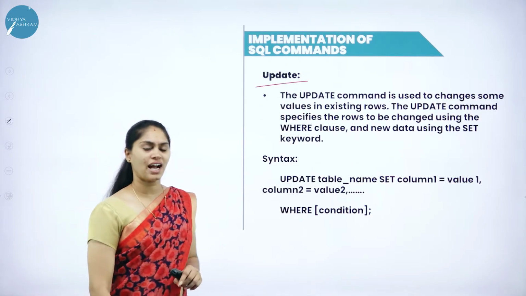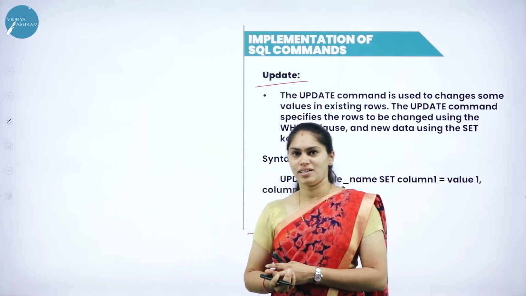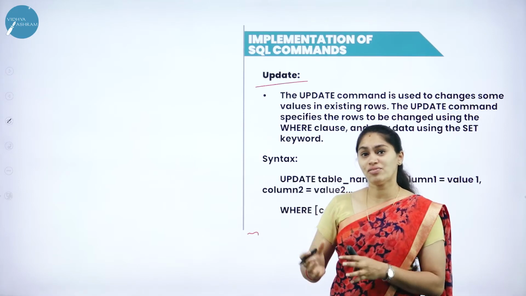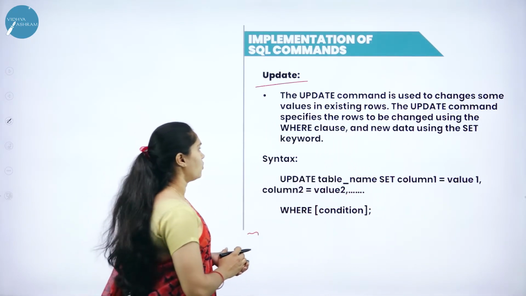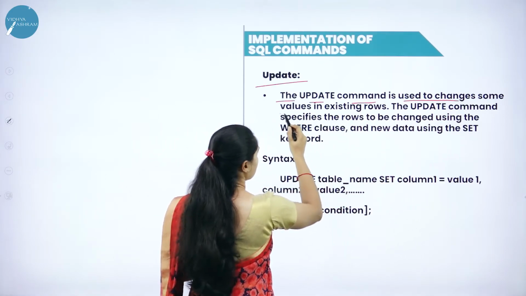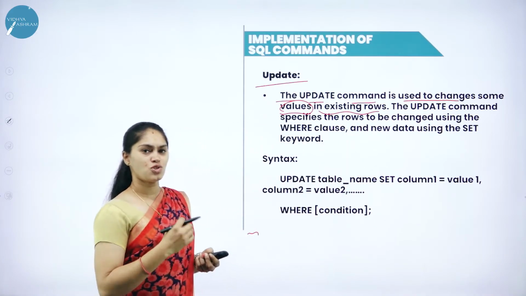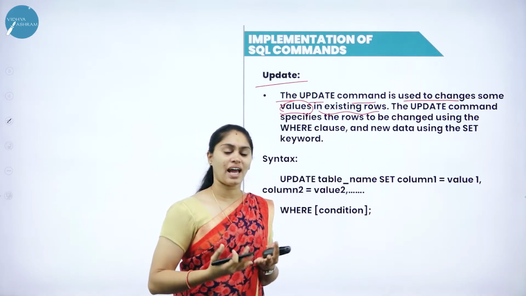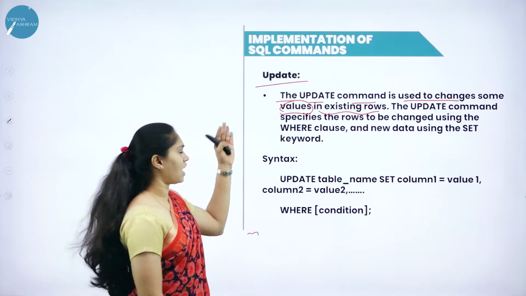Already I told you regarding ALTER and UPDATE. If I want to change the schema of a table, then ALTER. If I want to change the content of a tuple, then UPDATE. So how you are going to use this update, we'll see now. This update command is used to make some changes in the values in the existing rows. Already I have a student ID as 1 and 2, but I want to make that 10 and 20. For that purpose, we have to use this update command.